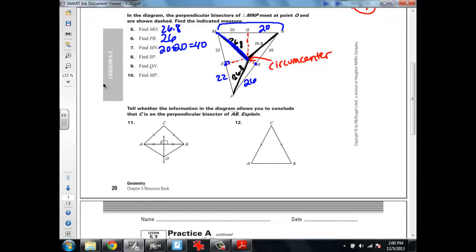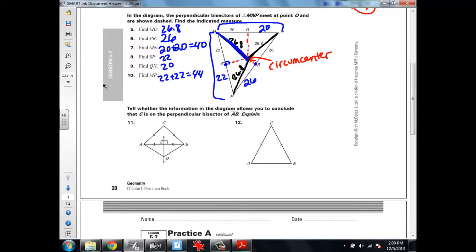Number 8. SP. S to P is 22. QN. Q to N is 20. And MP. M down to P, I have 22 and 22. Gives me 44. See how quick that is? Quick and easy. Boom.